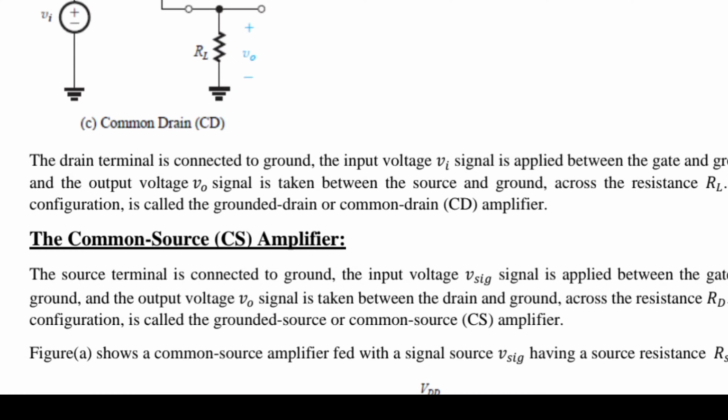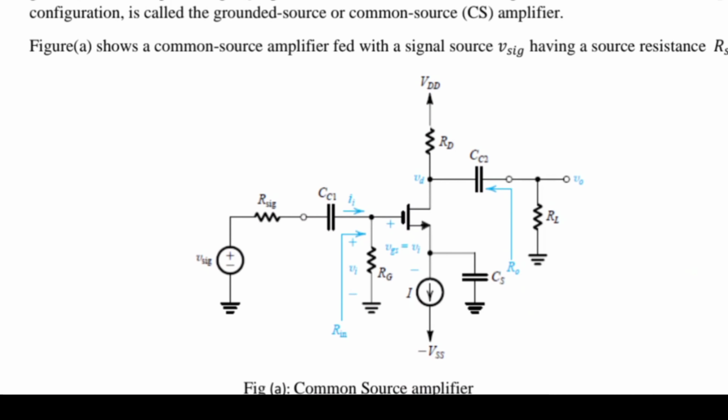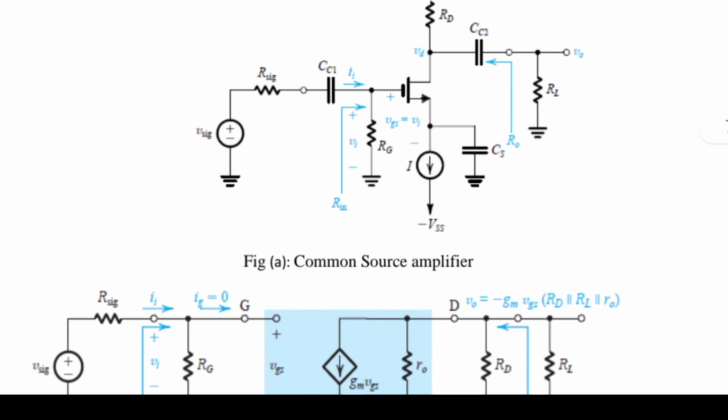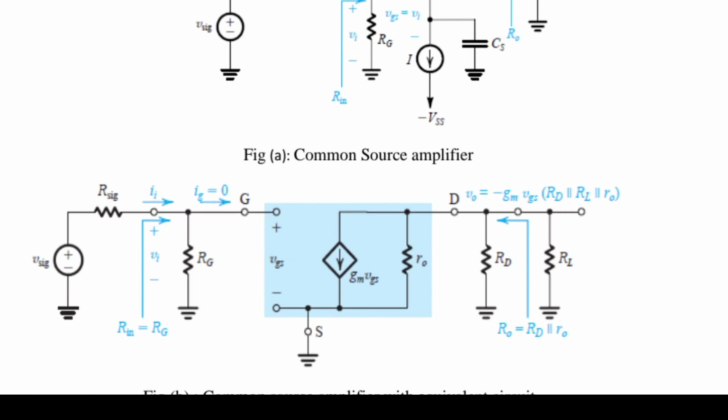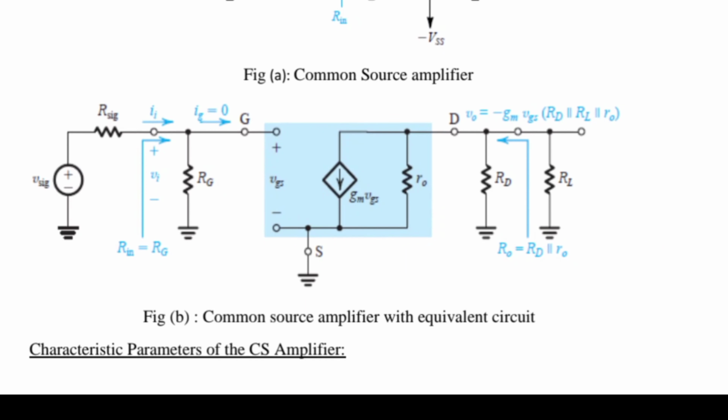Common source amplifier in depth, you can see here. In the common source amplifier, the biasing capacitor, the source is grounded, and the input signal is VSIG, and CC1 is the gate capacitor, RG is the input resistance. You can see the diagram. You have to draw the diagram effectively, and the equations. These are the equations: the output voltage equation and the gate current equation.